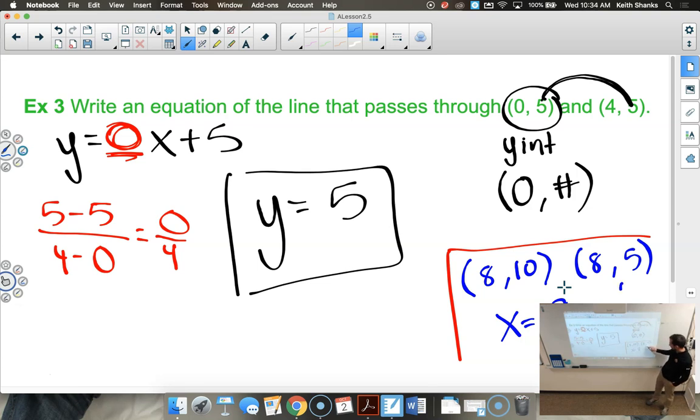And that would be a line that looks like this. 1, 2, 3, 4, 5, 6, 7, 8. Again, shortcut. Both the x values are 8. So it's a nice vertical line. Okay, I just gave you a free problem.